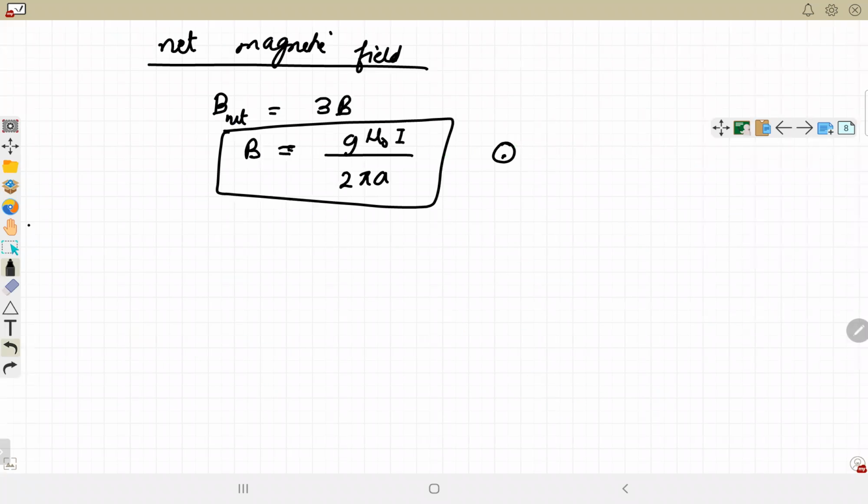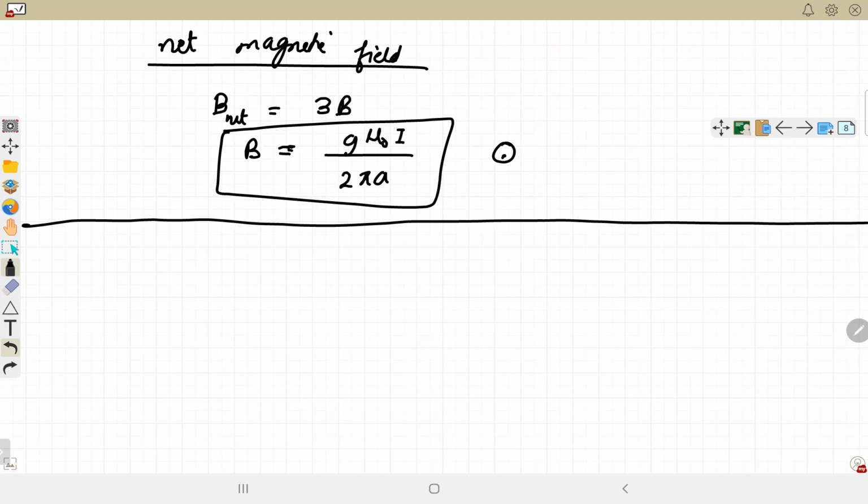Magnetic field due to any finite length wire, we calculate using this approach. First, find due to one and then multiply by the number of wires. So it is a generalized formula for an n-sided regular polygon. Magnetic field at the center of an n-sided regular polygon.